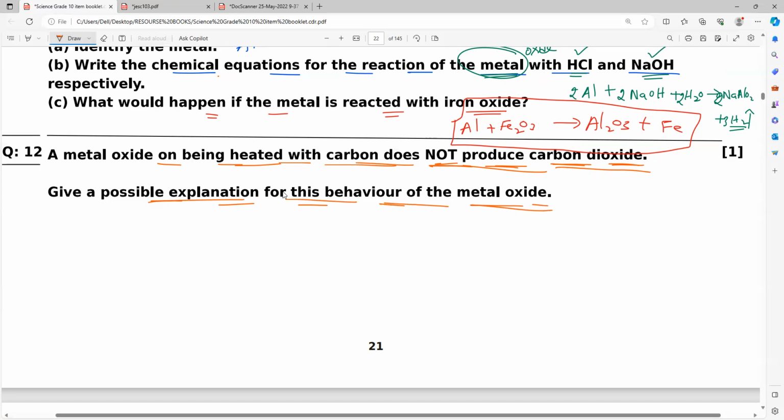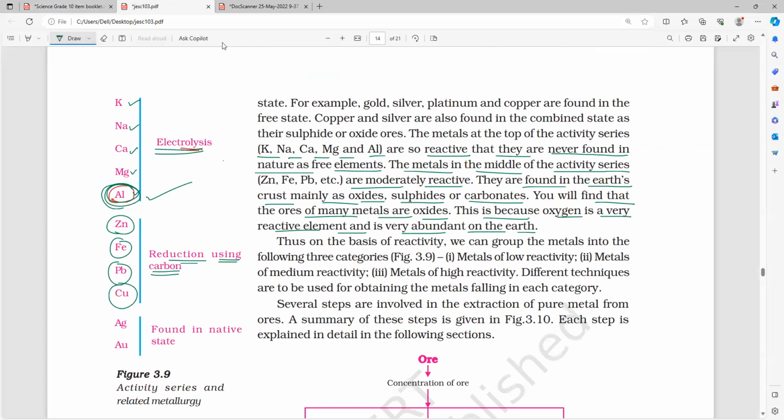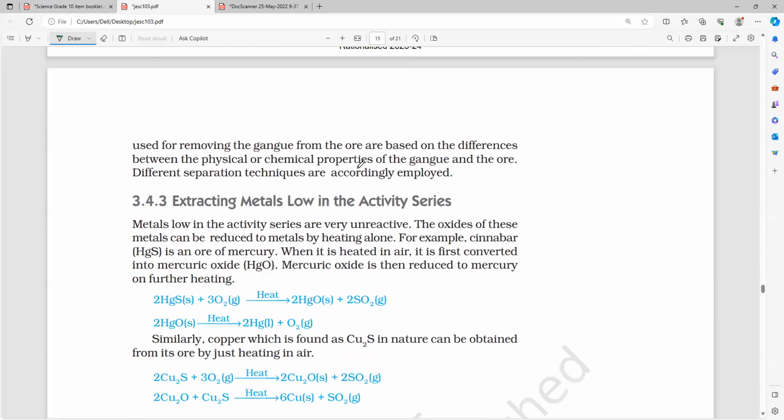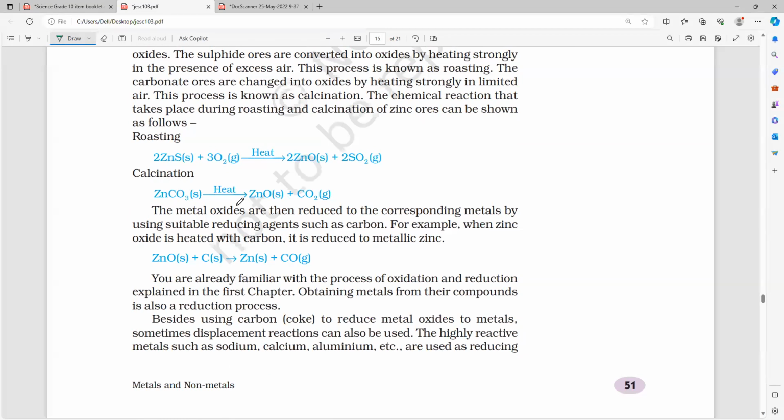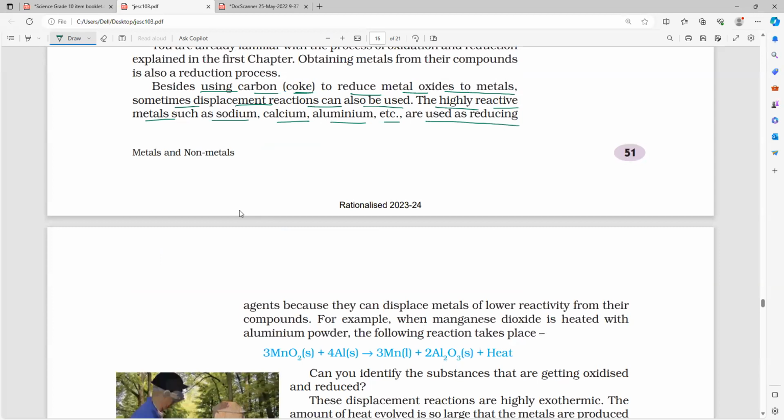If you notice it here, all of you, somewhere in this we are using carbon for the extraction of metals. In which point is it? Anybody? Roasting, carbonate. Somewhere we are using carbon. Besides using carbon, that is coke, to reduce the metal oxides to metals, sometimes displacement reactions can also be used. The highly reactive metals such as sodium, calcium, aluminum, etc. are used as reducing agents because they can displace the metals of lower activity from their compounds.